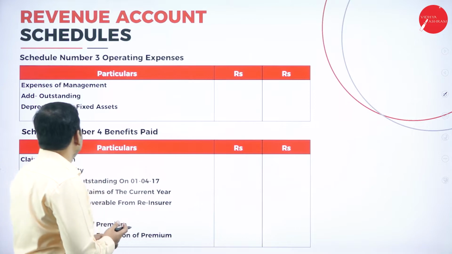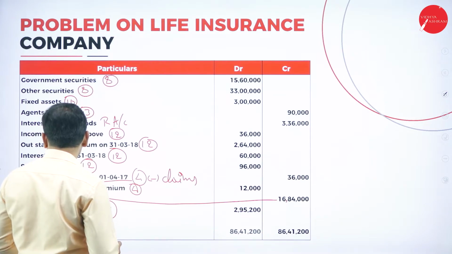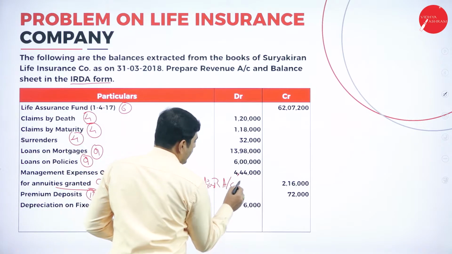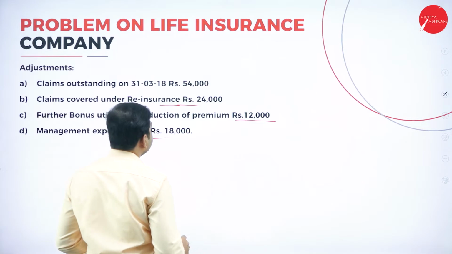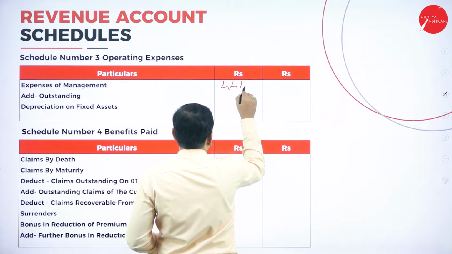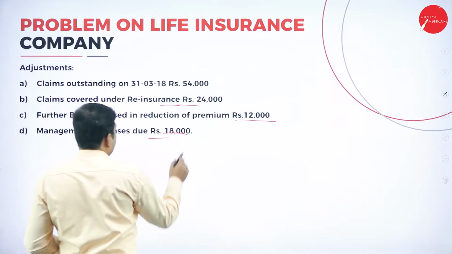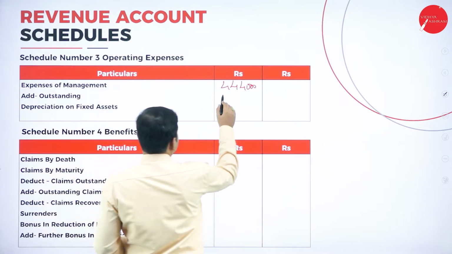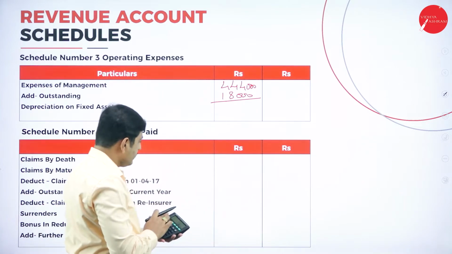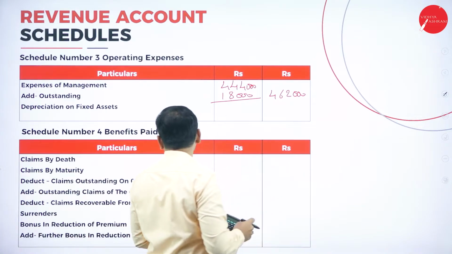Next item, schedule number 3, operating expenses. We have management expenses, expenses of management, considered as 4,44,000. Again, add outstanding of management expenses. We have outstanding of 18,000. Add it. It is 4,62,000.